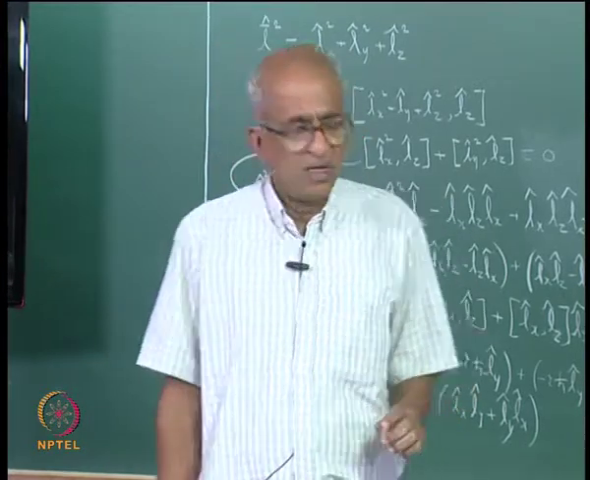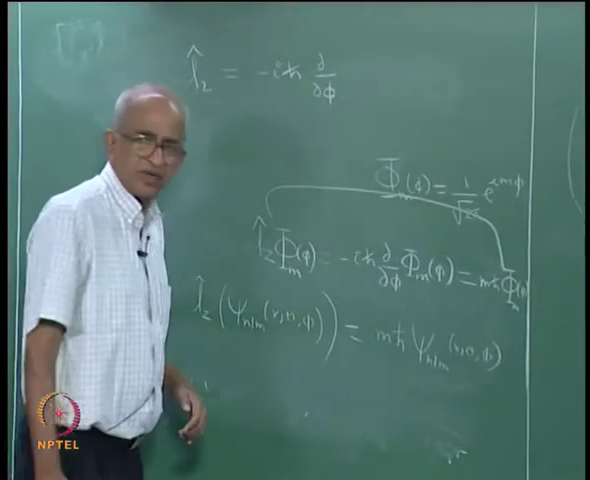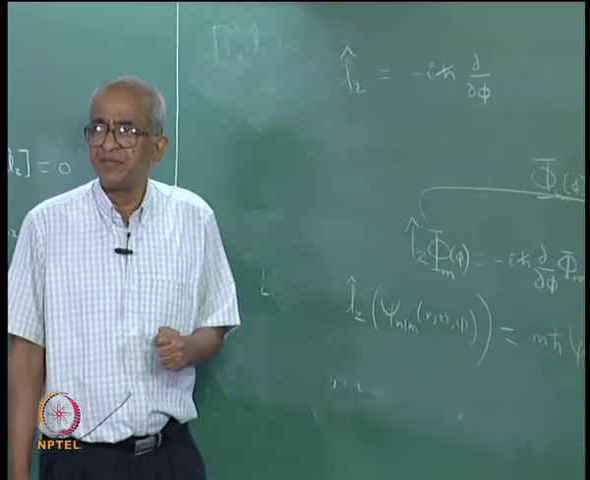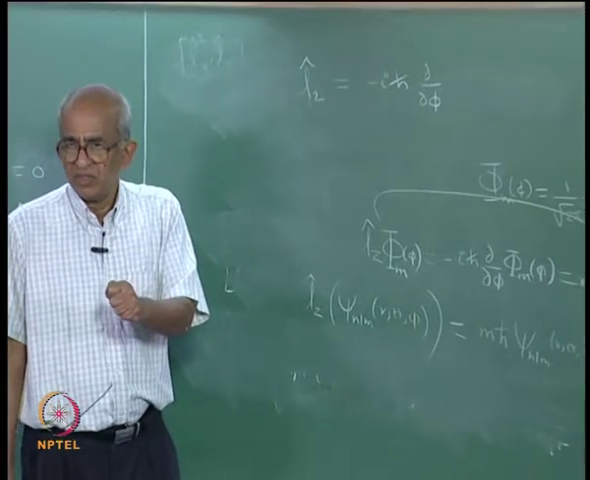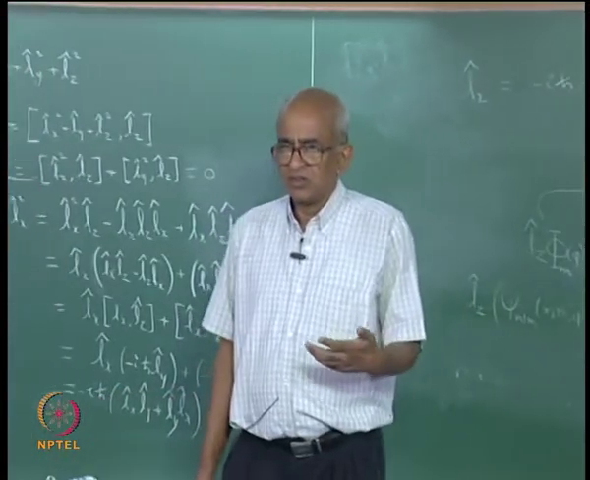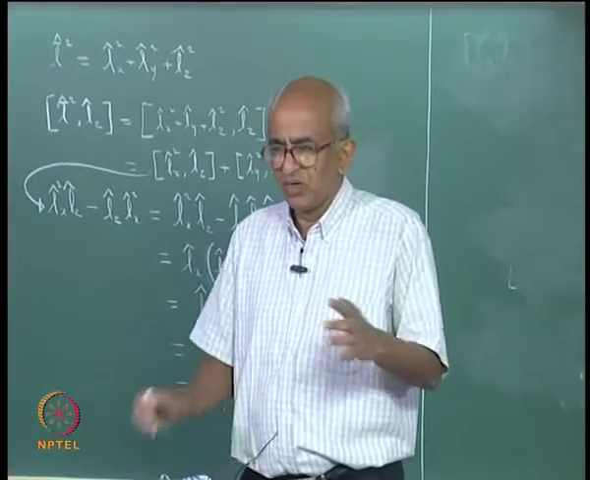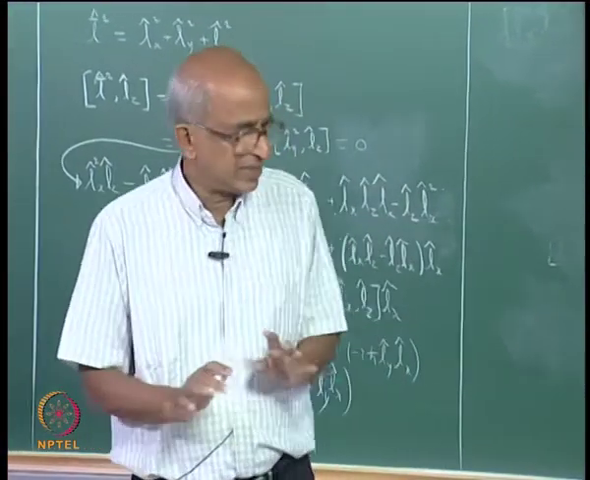right. And what does it say? If you measure the value of Lz, the z component of the angular momentum vector, you will get only certain values. You will get only values which are of the form m h cross, right. You do not have any other value. Now, this again is quite different from what happens in classical mechanics.